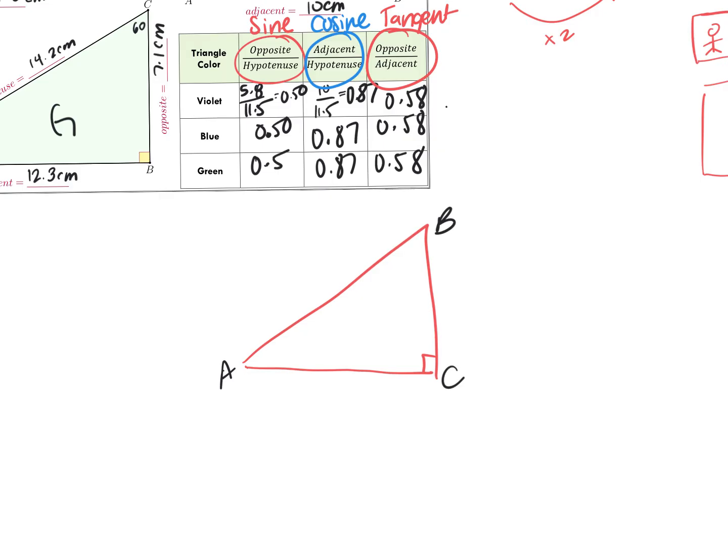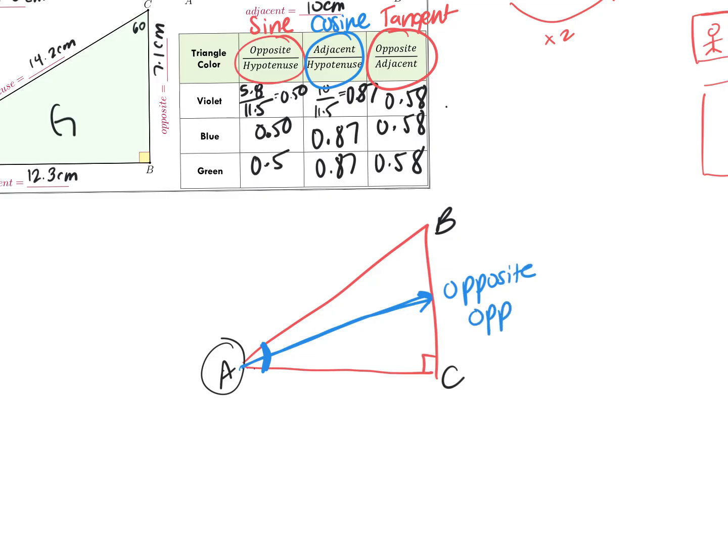You always work with one of the acute angles, A or B. So, let's say we want to work with angle A. We're going to go across angle A. So this is angle A right here. We're going to go across. That side is called opposite. We can abbreviate it OPP.